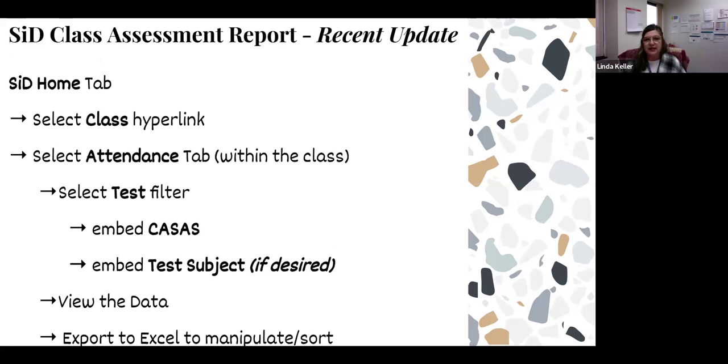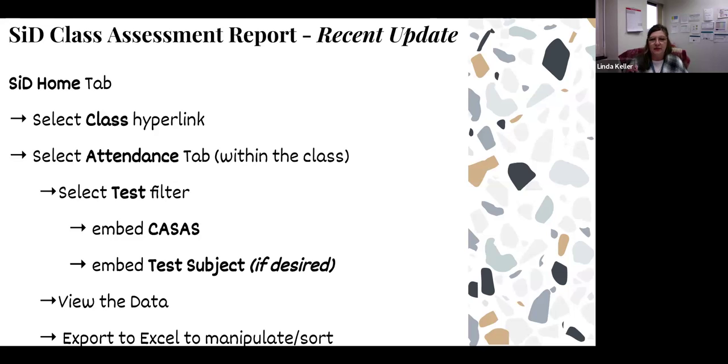So the SID class assessment report, that's a super recent update. You would find that by just going onto your home tab. You would click on the class hyperlink on your home tab. And normally it lands on your attendance tab, or it lands on the calendar for you to record attendance. But when you select the attendance tab within that class, which is right next to the calendar page, you can go in there and you can look at, there is a test filter column, and there is a date range column, and there is a retest column that you can sort students, who you can look and see whether or not they have enough hours to test.